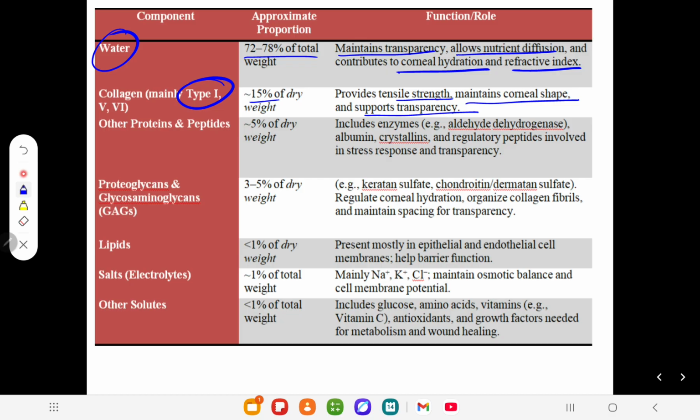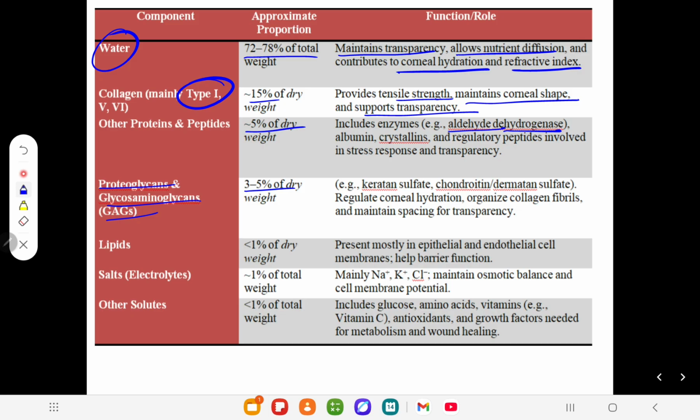The other proteins and peptides are 5%, including enzymes like aldehyde dehydrogenase, albumin and crystallins, and regulatory peptides involved in stress response and transparency. And proteoglycans and glycosaminoglycans are very important whenever we are talking about transparency, at approximately 3 to 5%.